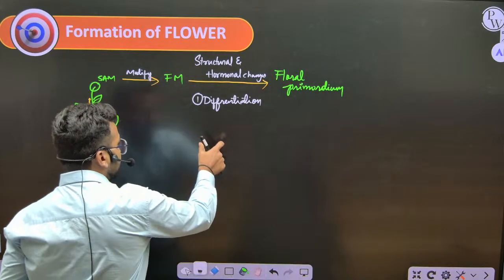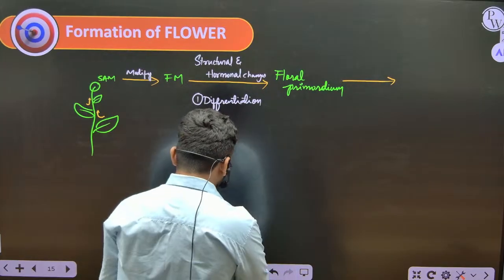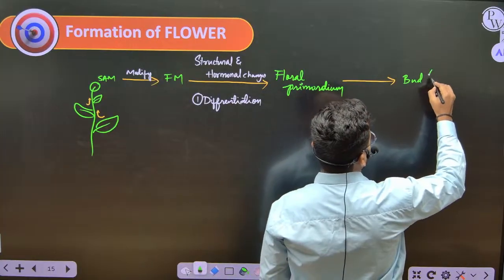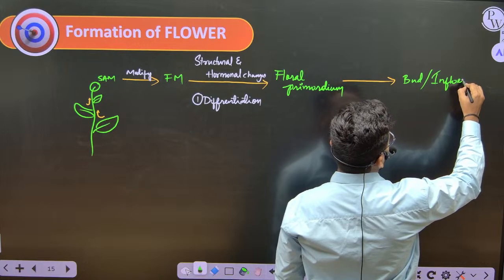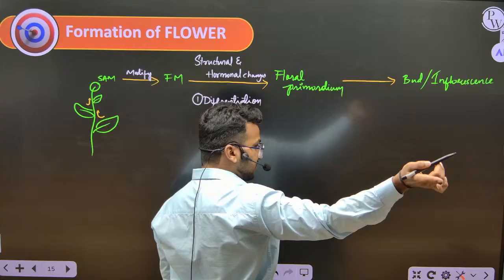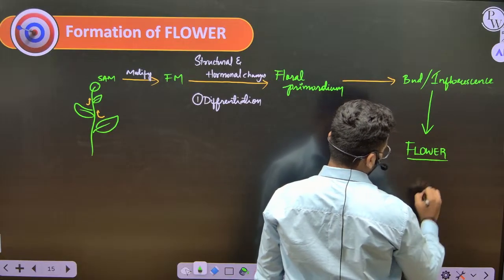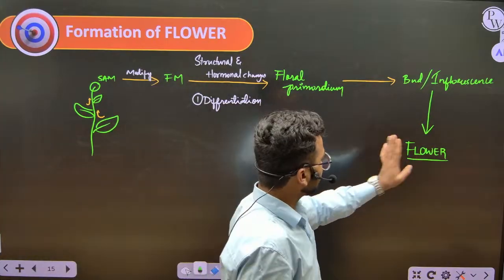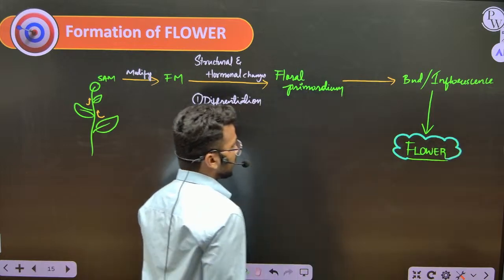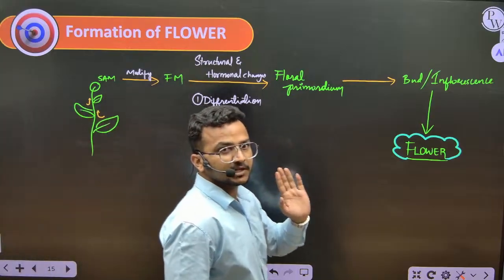Okay, so there is differentiation, and the floral primordium is formed. Now this floral primordium will form a bud, a floral bud, or an inflorescence also you can say. If it is a single flower, it forms a bud. If not, it makes an inflorescence. Once the inflorescence or bud is formed, next it will convert into a flower. This is how the formation of a flower takes place. To make a flower, it undergoes a lot of changes, which we will be discussing like this.